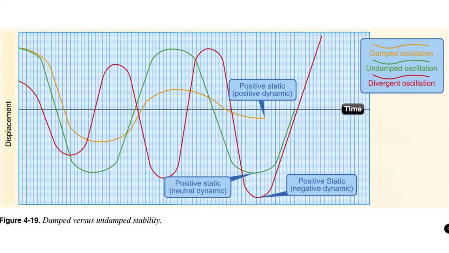So here is a graph, and I pulled this directly out of the PHAC too, as you can see. Here are all the positive, negative, and neutral stabilities right here. So let's start with this red line. I put the yoke down, it's going to go down, gain speed, go up, and it's just getting crazier and crazier. This is your negative dynamic stability right here. It's just getting worse and worse.